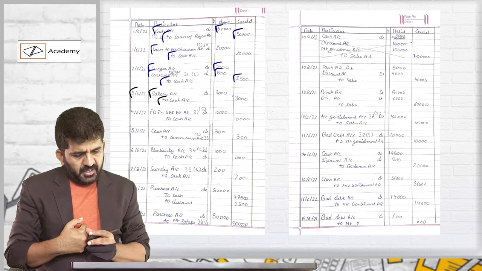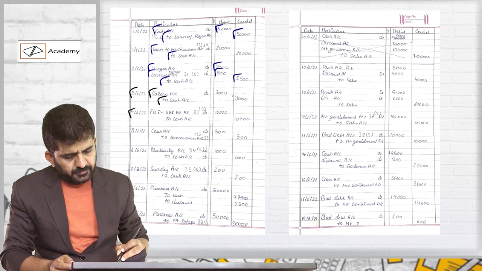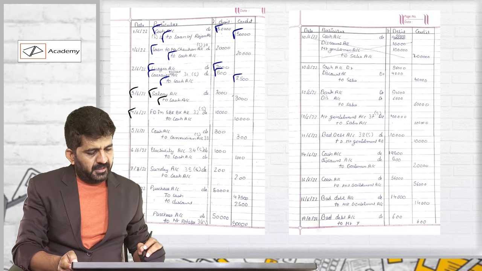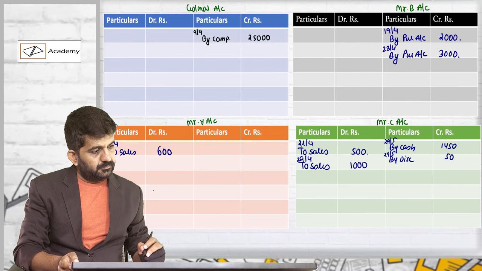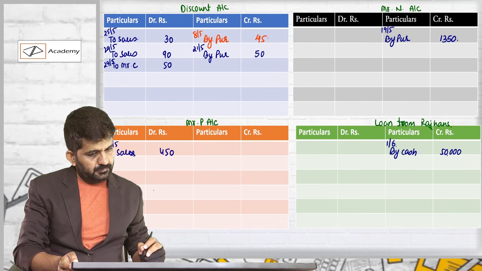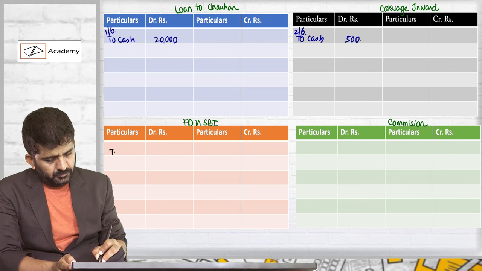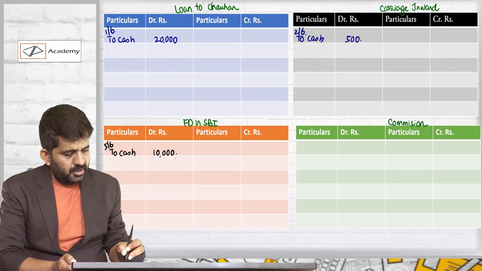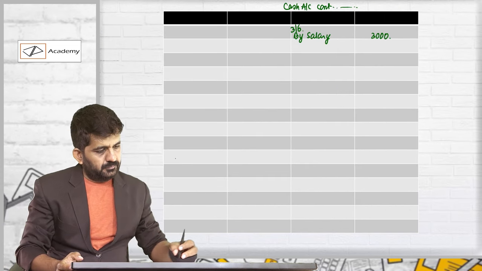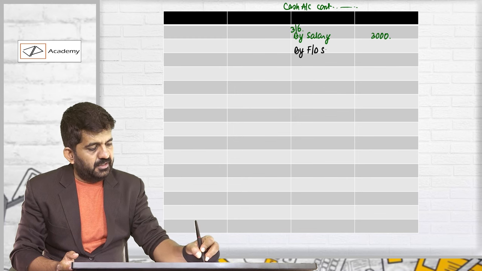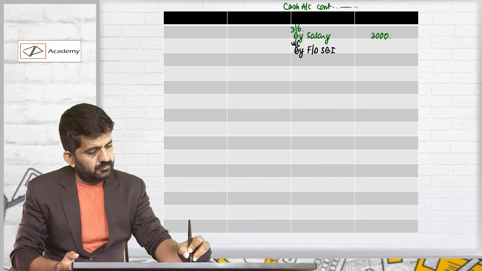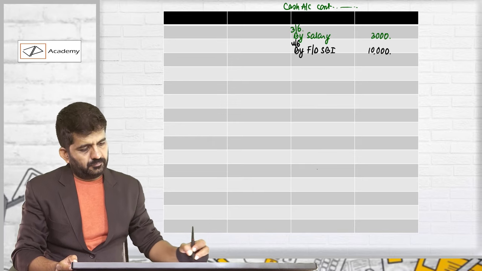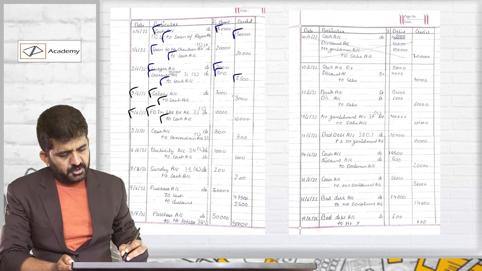4th June, FD in SBI bank to cash. Again, two effects. I can easily post it. FD in SBI bank 10,000 to cash. Cash account credit side by FD in SBI. What was the amount? 10,000. So I have posted this journal entry.